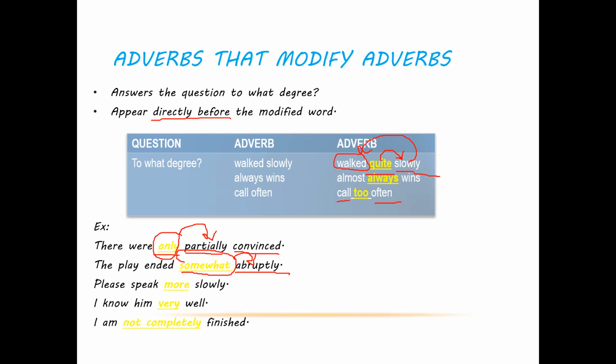Okay? So, yep. I know him very well. Ibig sabihin niyan, close sila. Not just well, very well. I am not completely finished. Same lang yan sa almost always. Hindi ka na siyang matapos. Kasi sabi niya lang, I am not completely finished, but I'm getting there. I'm almost there. Parang ganun lang yun.